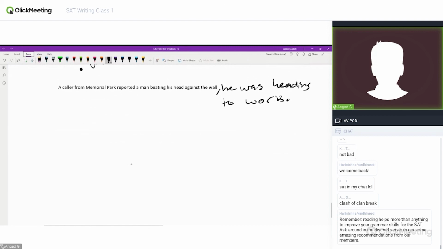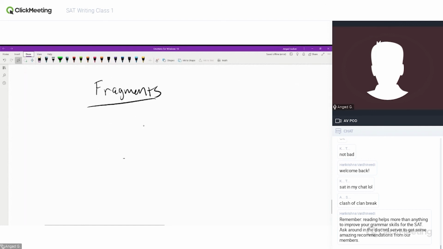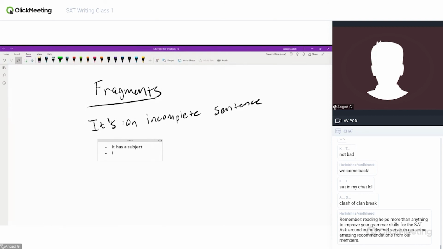So our last thing for today will be fragments. All right. So what's a fragment? It's an incomplete sentence. Now, how do we identify a fragment? We have to identify what makes a complete sentence, right? And what makes a complete sentence is it has a subject, it has a predicate, which is basically like an action verb, and it is a complete thought, right? And that's what makes up a sentence.